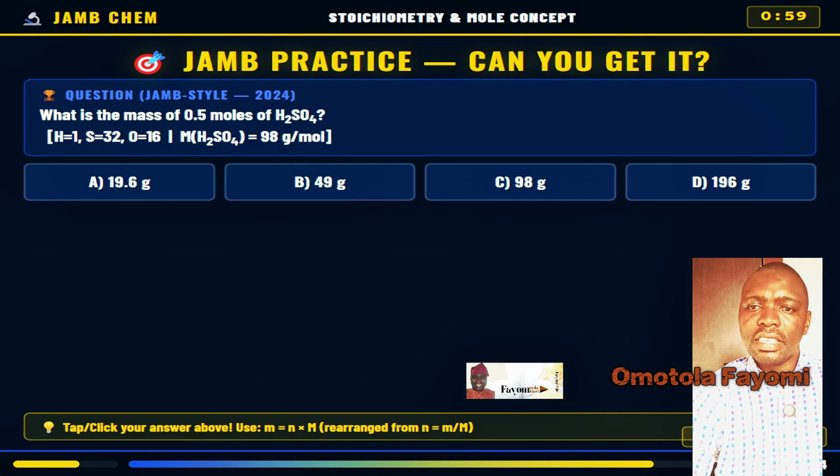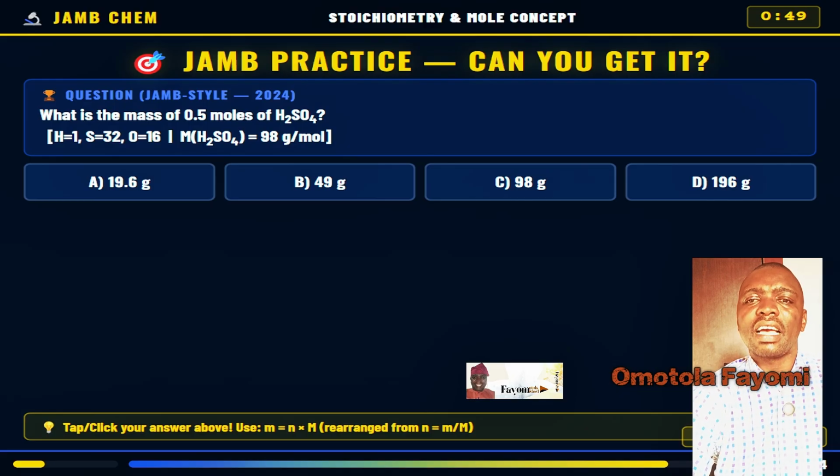The question is, what is the mass of 0.5 mole of sulfuric acid, H2SO4? The molar mass of H2SO4 is 98 grams per mole. Ready. Your options are A, 19.6 grams, B, 49 grams, C, 98 grams, D, 196 grams.